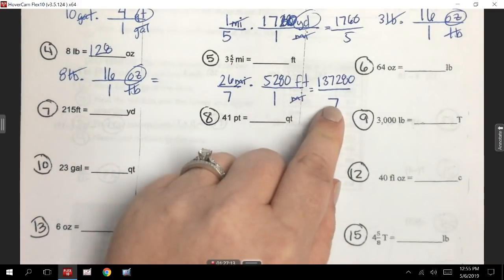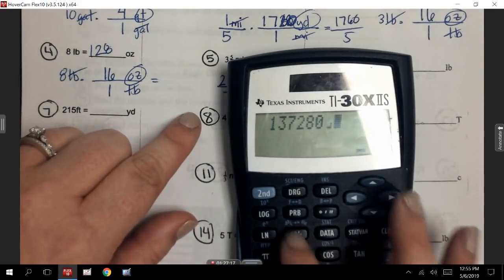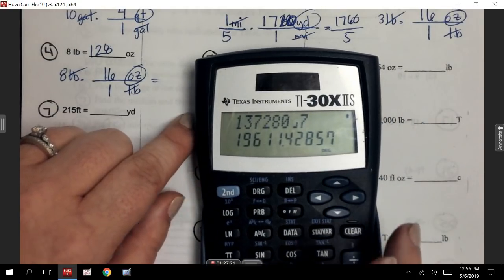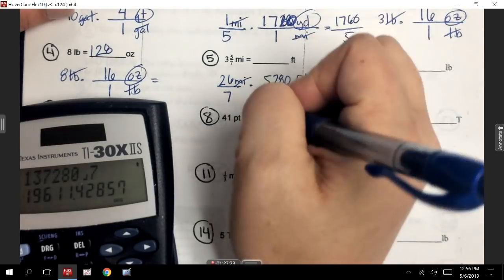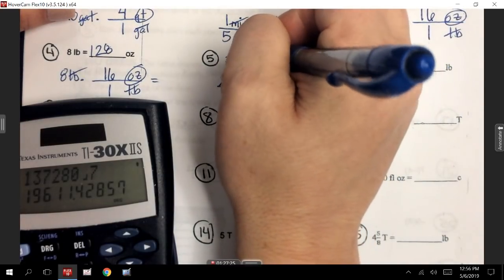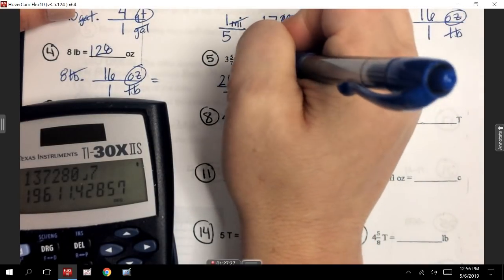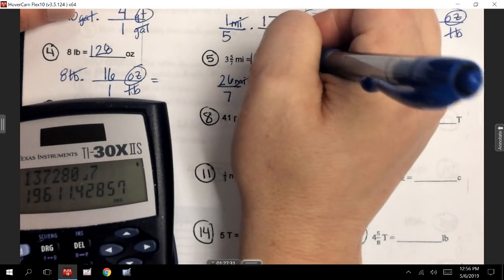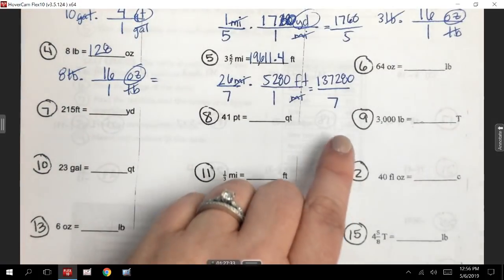So I'm going to type in 137,280, and I am going to use the fraction button here with 7. When it does that, it gives me a decimal, so I'm just going to write that decimal there. So we got 19,611 point, rounding it to the tenth, 4.